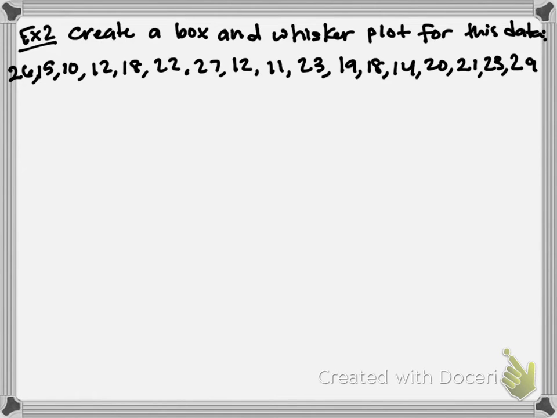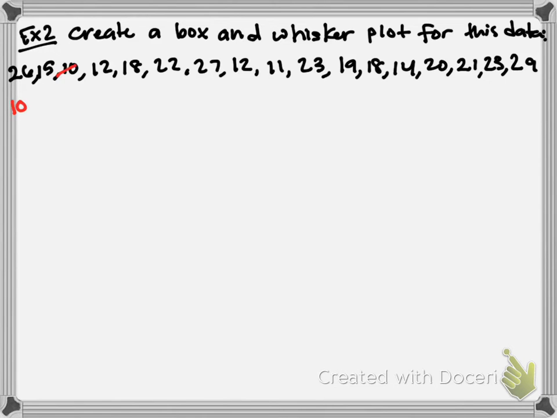All right, let's look at this data set. It's the same from the first example. Can we create a box and whisker plot for this data set? Sure we can. The first thing we have to do is find the median, right? And to do that, we have to put our numbers in order. So let's rewrite this in numerical order.